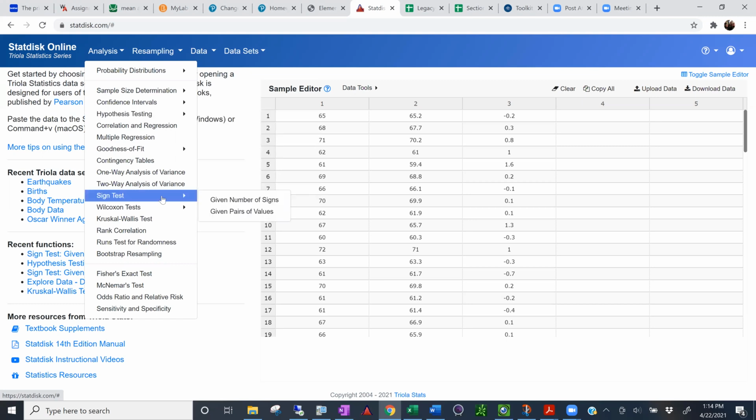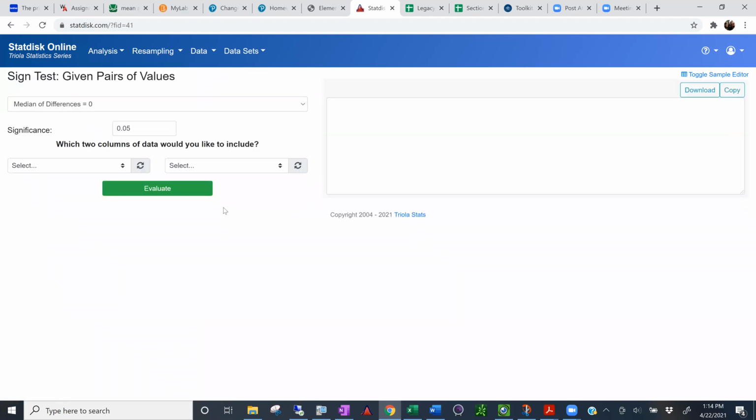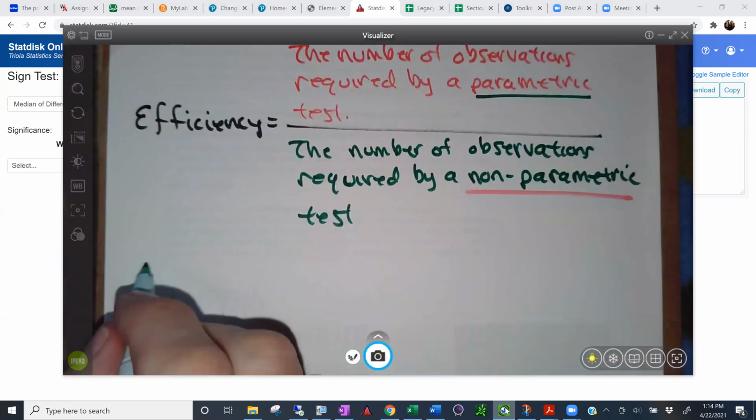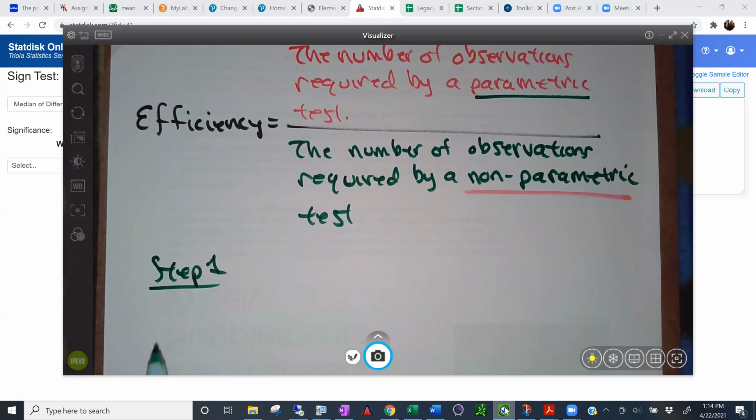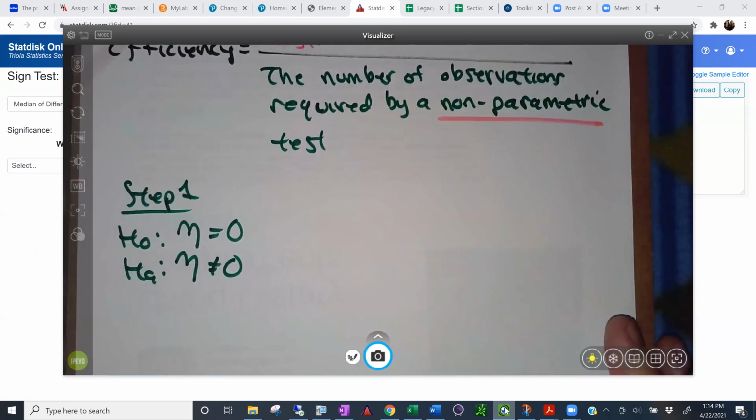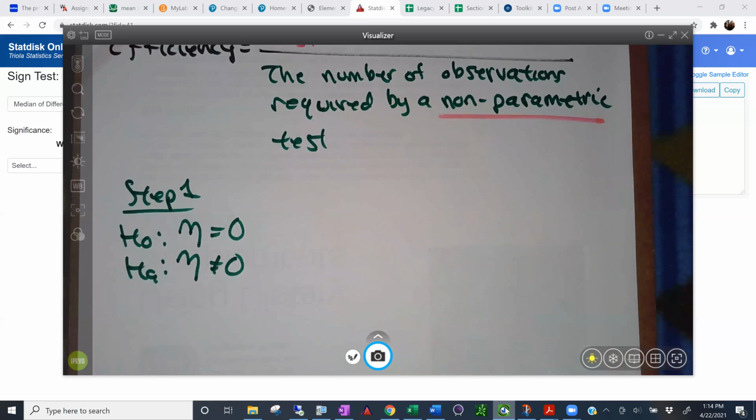Instead, we'll go down to sign test, and this time, given pairs of values, because we actually have the data here. So given pairs of values, let's run through the work for a hypothesis test. Step 1: H0, HA. The median difference is 0. What that means is that half the time people overestimate, half the time they underestimate.